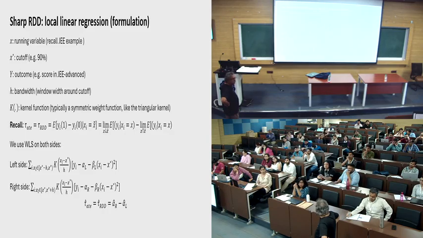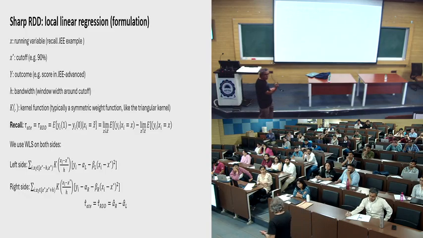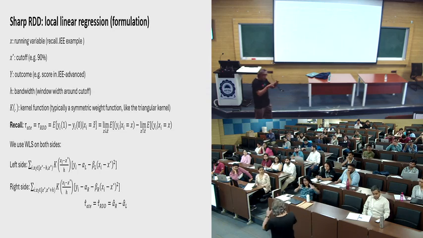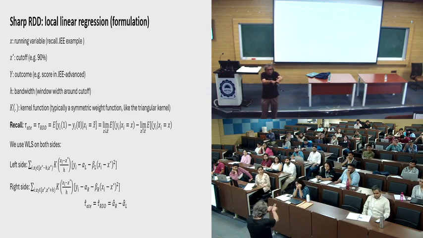No, the bandwidth is not the discontinuity. The discontinuity is given by X star. You have X star minus H, X star plus H. If H is very small, then your observations are around X star, so you have fewer observations. But if we increase that H, then you are spreading the line.